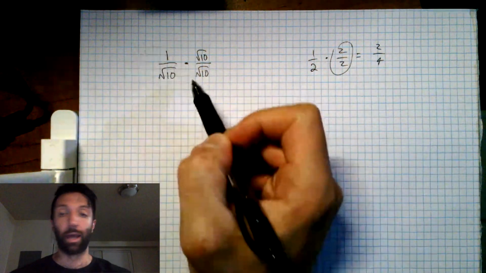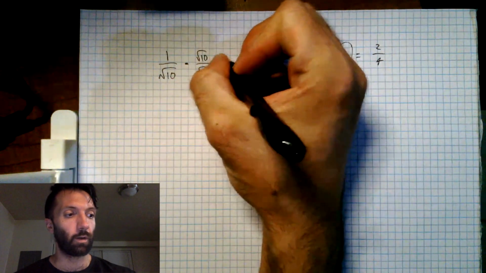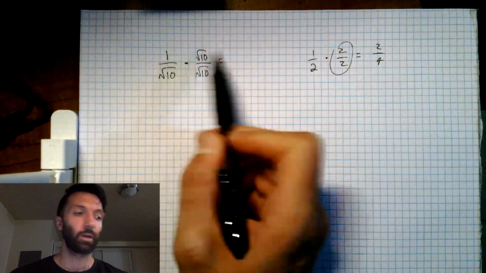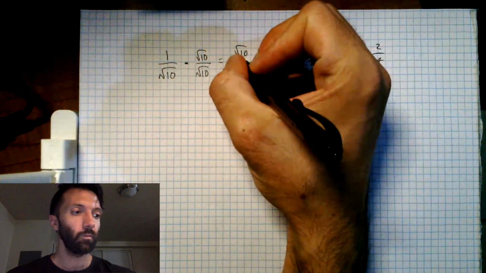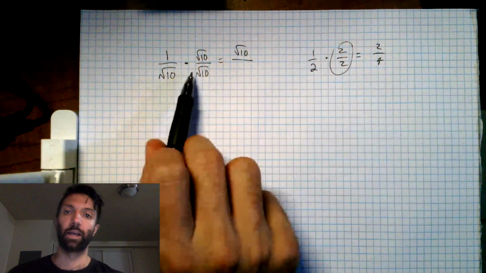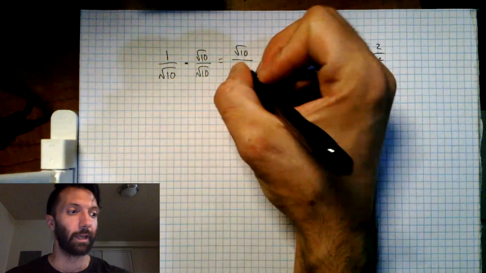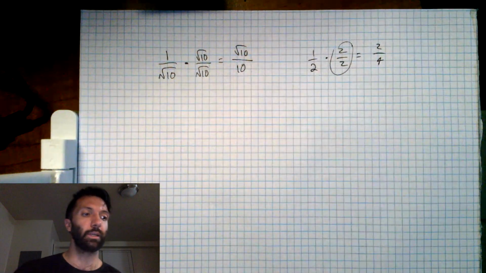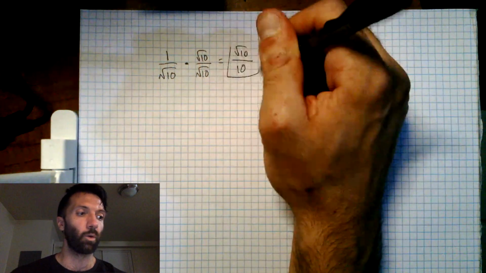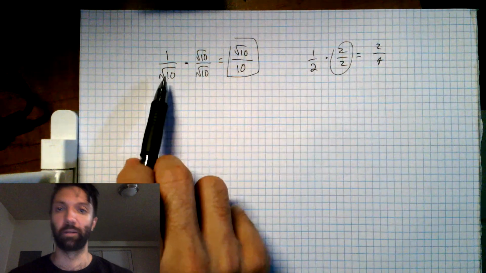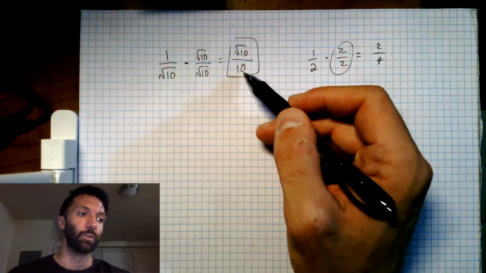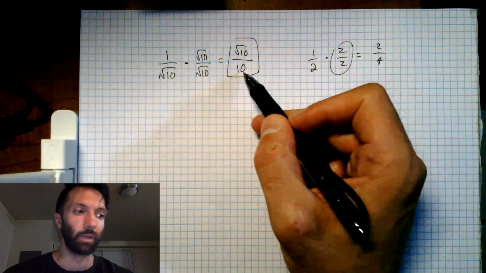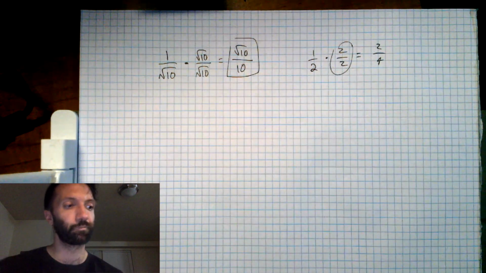So what happens when I do this? Well, how we multiply fractions, we just multiply the numerators. So 1 times root 10 is simply root 10. And again, root 10 times root 10 is just 10. So as you can see, I have written an equivalent fraction to 1 divided by root 10, but now my denominator is no longer irrational. My denominator is a rational number, it's 10.